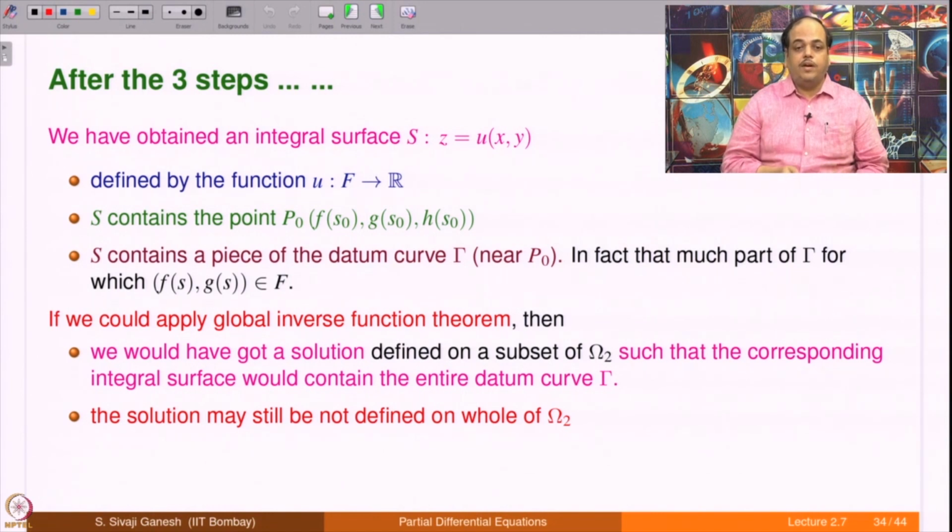Okay, this local and global we have to be very careful about. What we have been dealing with is we are looking at a point on the datum curve and showing a solution surface exists nearby, which is the integral surface. That means we are discussing something like local with respect to the datum curve. And if you say global inverse function theorem, it must be giving global with respect to the datum curve, but not with respect to the domain. More on this we will see in a future lecture. There are two different concepts, local with respect to the datum curve, local with respect to the domain omega 2.